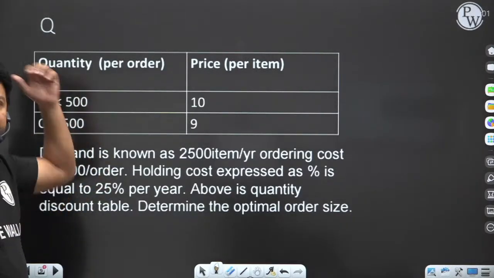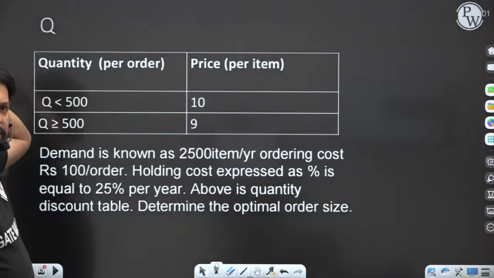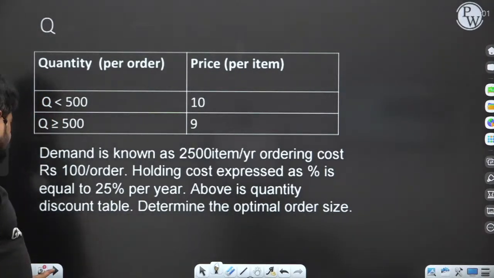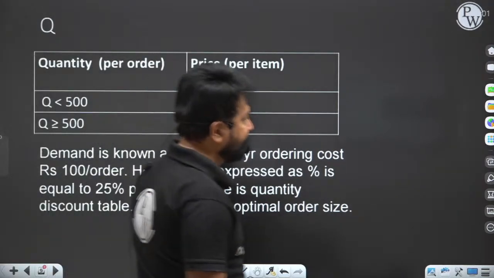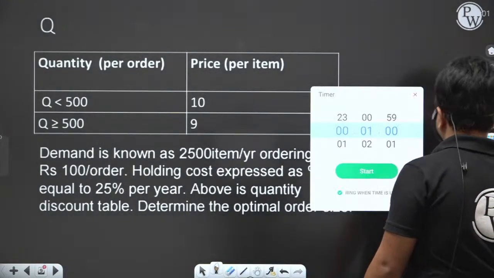This is a very simple question. Try yourself. I'm not going to solve this question. Try your own.